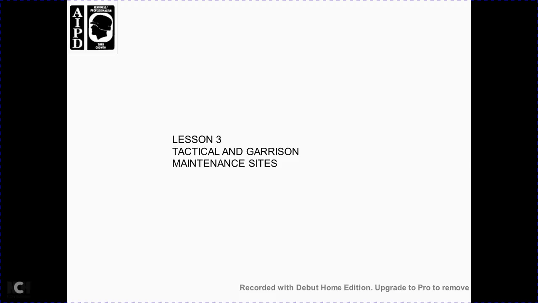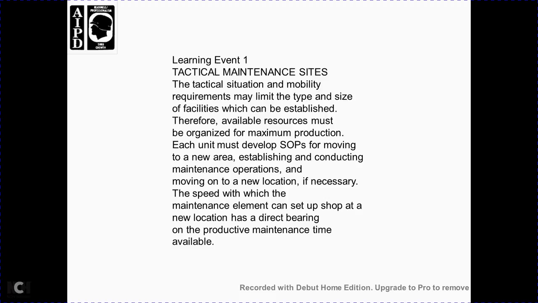Alright, Lesson 3, Tactical Garrison Maintenance Sites. The tactical maintenance site is determined by the tactical situation, mobility requirements, and the limits of the type of job. The requirements of the facilities could be established, therefore the available personnel must be organized for maximum production.